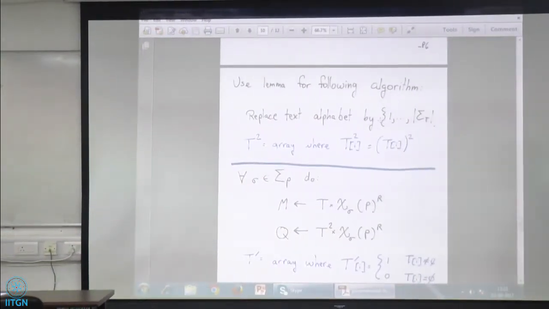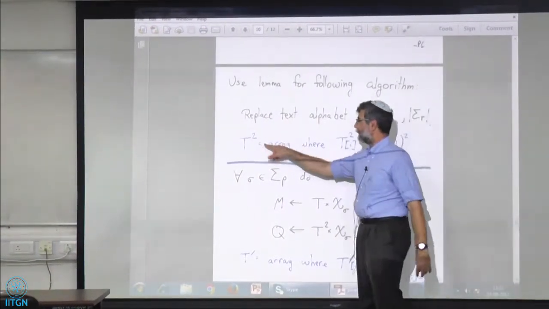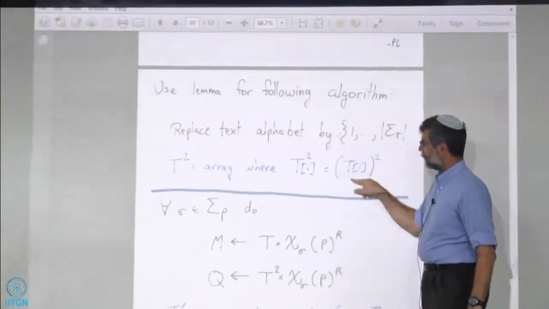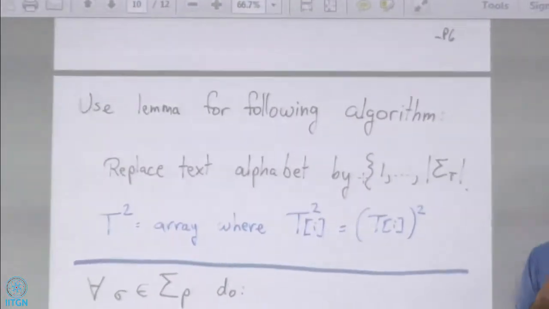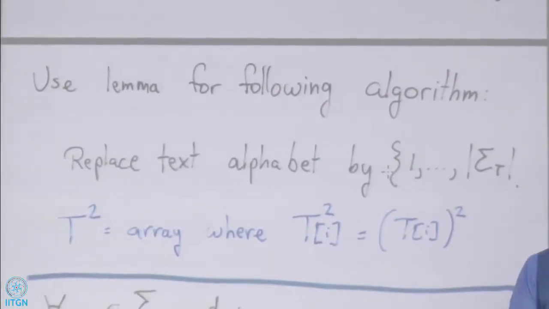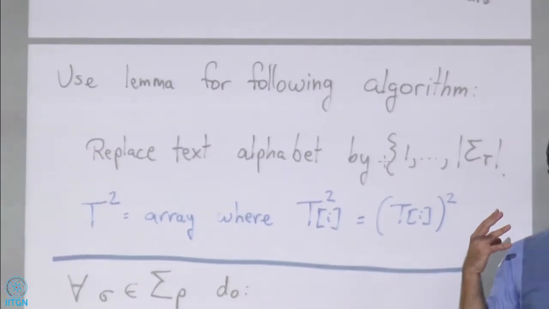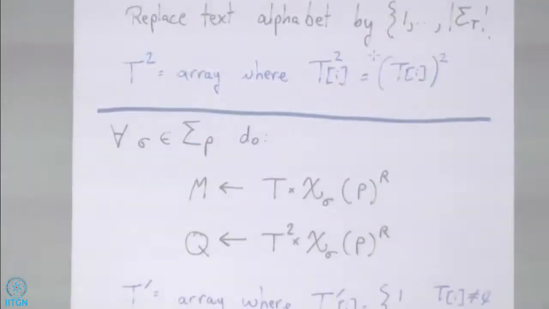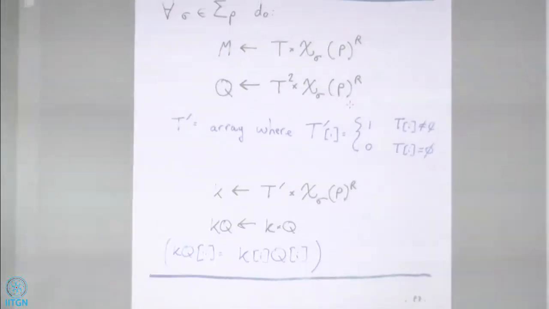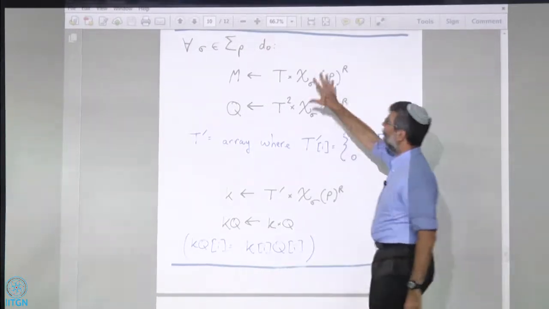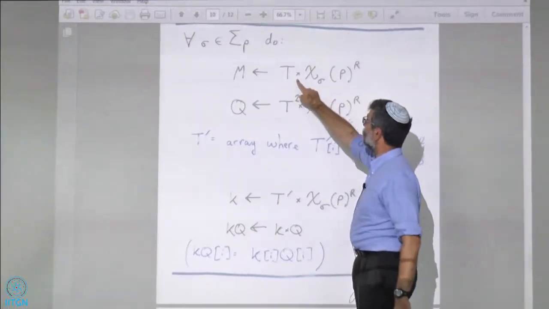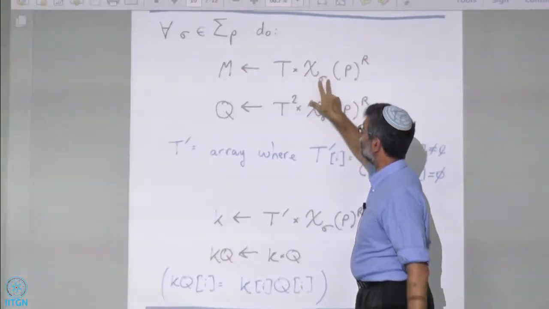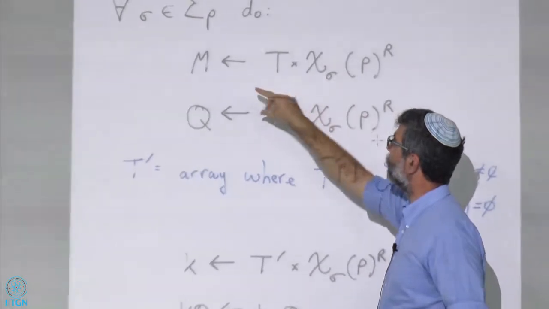So first of all, let's write an array T squared. The array T squared is going to be an array where every position in T squared I is really Ti squared. That's what we'll use to do the convolution that finds the sum of the squares. So we now define the T squared. Now, for every sigma in sigma P, we do the following. Multiply T times chi sigma, that's the alphabet symbol of P. And you put that in M.